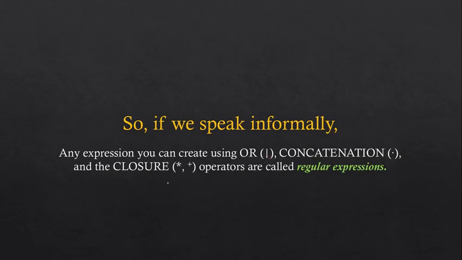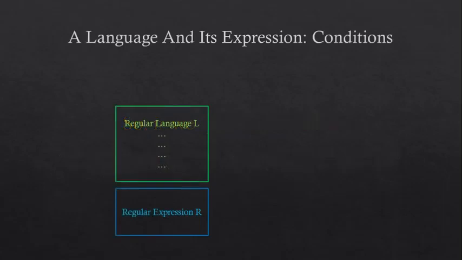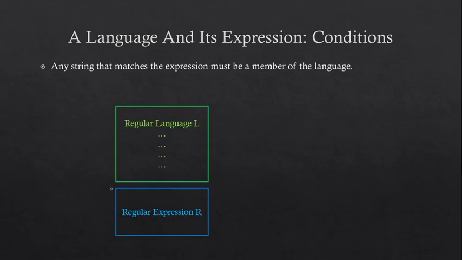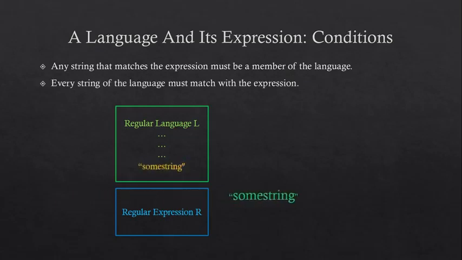Now there's one last thing we have to talk about today. What are the conditions for an expression to be considered the regular expression of a regular language? There are two conditions. First of all, any string that matches the expression has to be a member of the language. So if I have a string that matches the expression, this string must be a member of the language. And the second condition is, every single string that is in the language must match the expression as well. So if I have any string that is a member of the regular language, it has to pass the test of the expression too.